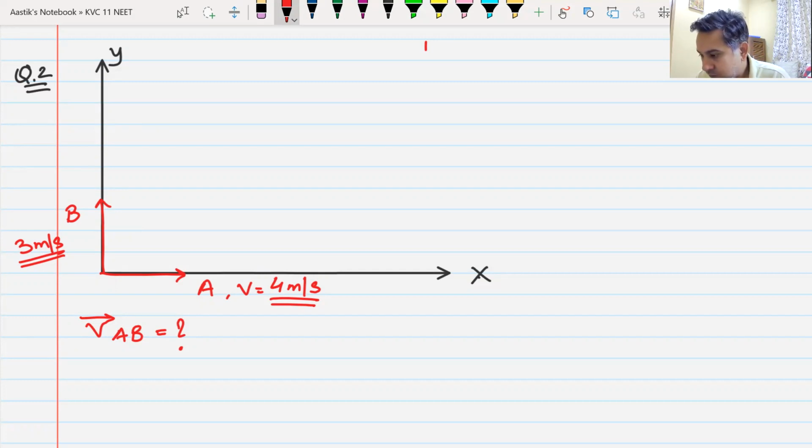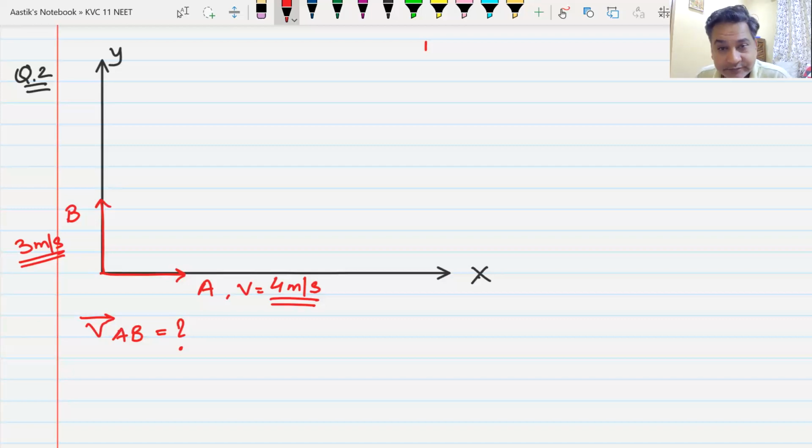Meter per second. Yes, beta. What type of quantity is velocity? Vector quantity. Vector. Okay, now I ask the question again. What is the velocity of A? 4.